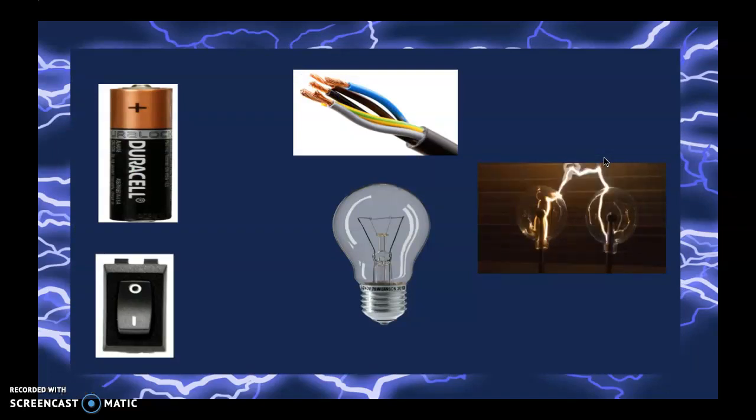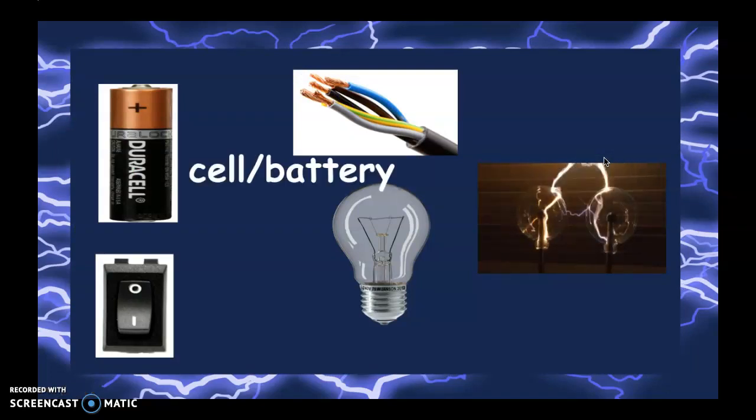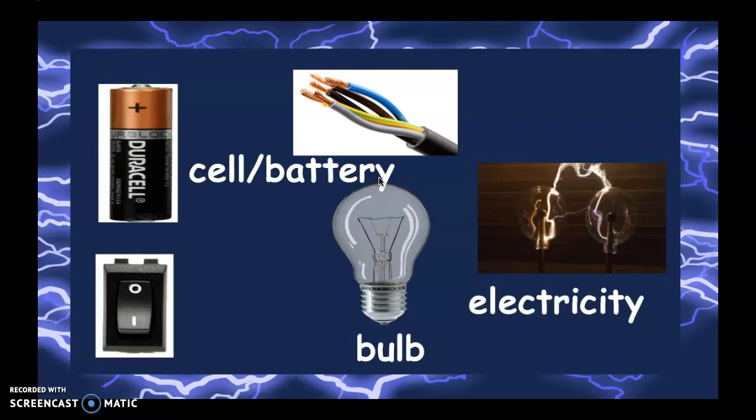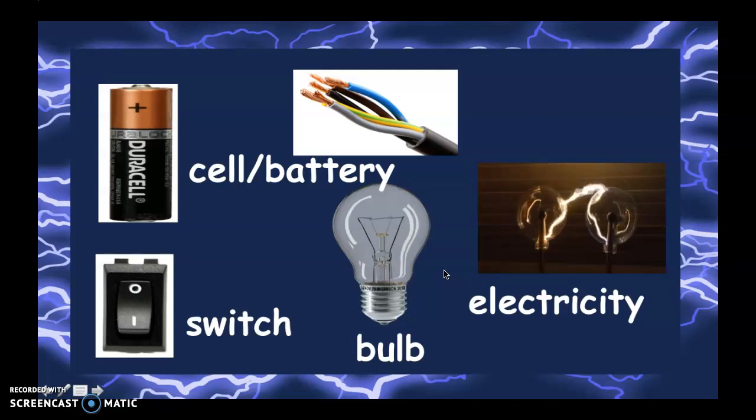So let's go over one more time. Cell or battery. Some people call this the cell. Some people call it battery. Miss Carolyn calls it the battery. And bulb, the glass that holds the light. And electricity, the current that flows through the wires. Switch, you turn on and off. And wires. Okay, now this is what you need to do.